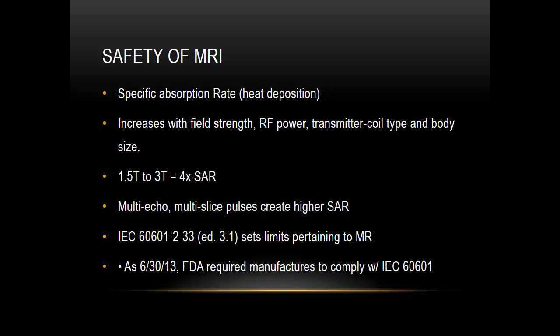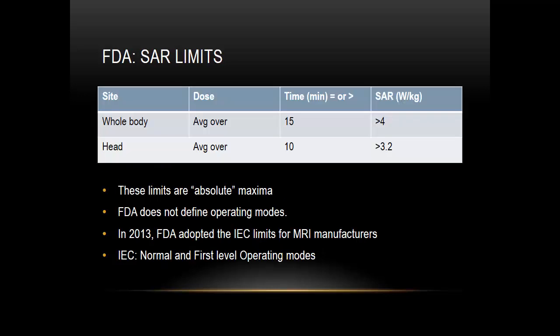Now, the International Electrotechnical Committee came up with some limits pertaining to the specific absorption rate in MRI, and FDA approved or accepted those limits. FDA doesn't set them themselves. FDA relies on the IEC, and these are the limits that they use. So for a whole body, for a 15-minute continuous scanning time, the SAR should not go over 4. For head, for a continuous scanning time of 10 minutes, it should not go over 3.2. These limits are the absolute maxima, so you cannot go over these.